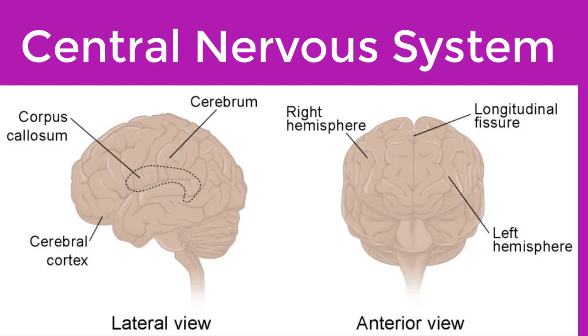The brain and the spinal cord are the central nervous system, and they represent the main organs of the nervous system. The spinal cord is a single structure, whereas the adult brain is described in terms of four major regions: the cerebrum, the diencephalon, the brainstem, and the cerebellum.